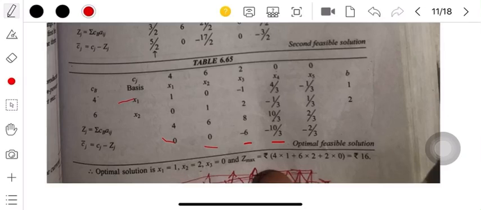Here x1 and x2 are basic variables and x3 is a non-basic variable because it is not appearing in the final optimal solution, right? So here we have got x1 equals 1, x2 equals 2 and z is 16. So this was the original problem. Now we have to apply the various cases.